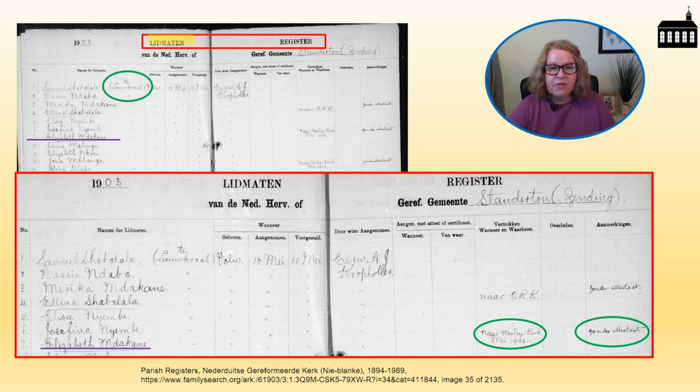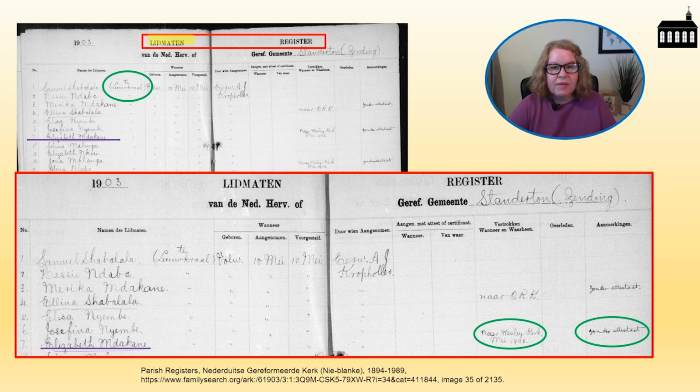This example comes from a collection of membership records for the Black Dutch Reformed Church of South Africa. And you can see that word highlighted in yellow, Lidmaten, which means membership. And this is the membership register for Standerton in the Transvaal in 1903. And I've enlarged the entry that we're looking at.